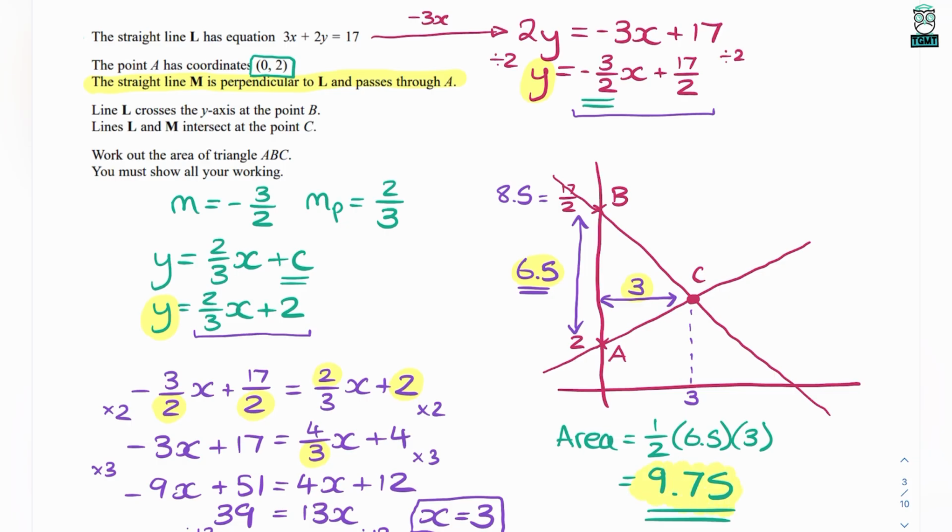So there we go. There is some really, really nasty coordinate geometry there, looking at rearranging the equation of a line, then looking at perpendicular lines, using simultaneous equations to find a crossover point, and relaying that and applying it to a diagram that you've had to sketch to find the area of a triangle. A really nasty question, but there we go. There is question 3. Let's have a look at our next one.